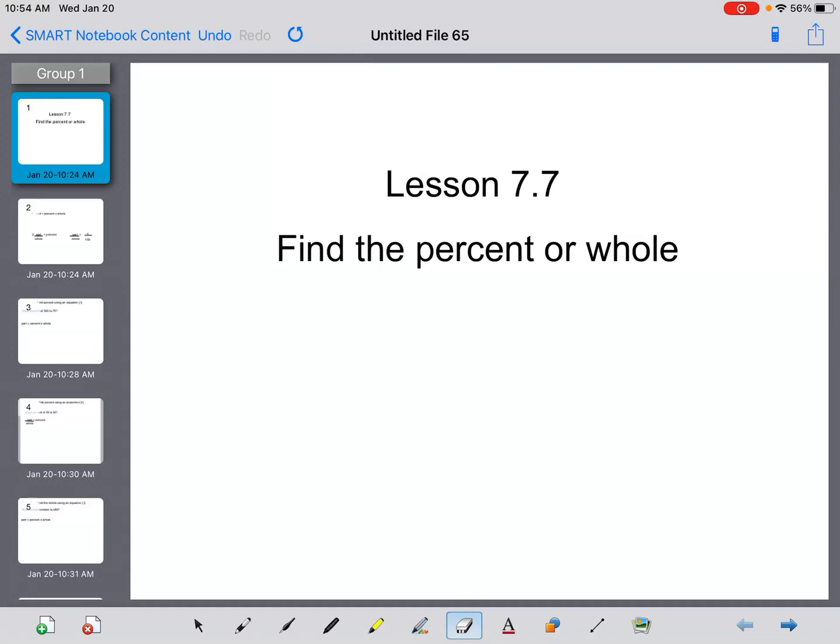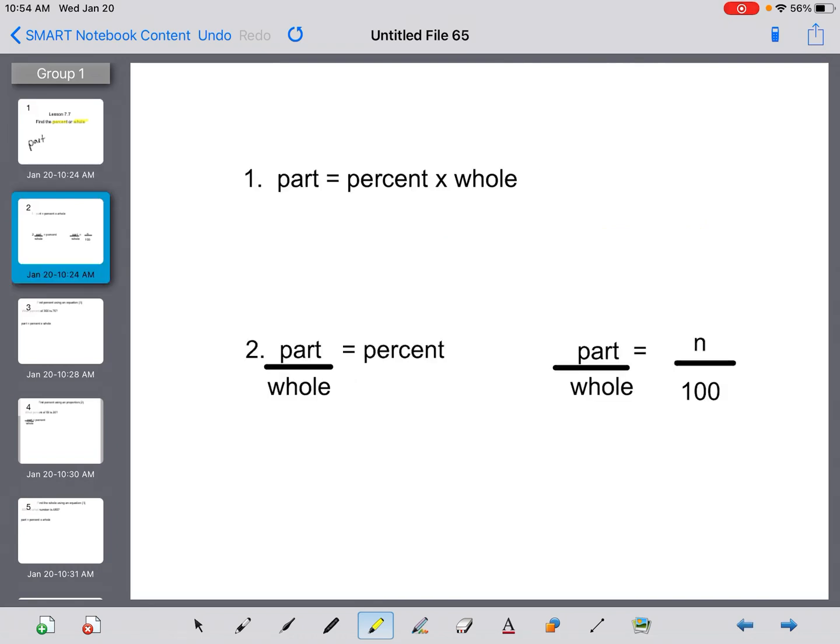Morning, grade 7. All right, so today's lesson is in a way a continuation of yesterday's lesson. Yesterday we focused on finding the part. Remember when they had that equation that the part equals the percent times whole? So yesterday focused on the part, and today it's almost like a double lesson. We're going to find the percent or the whole. So we're actually going to be following the same steps and equations as yesterday's lesson.